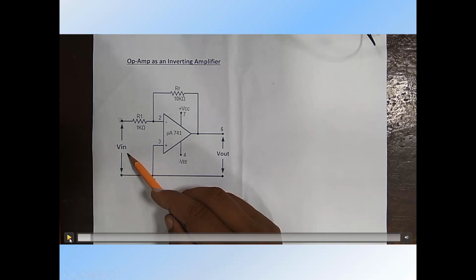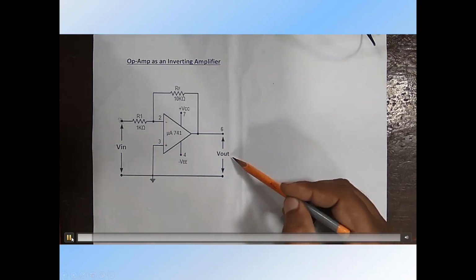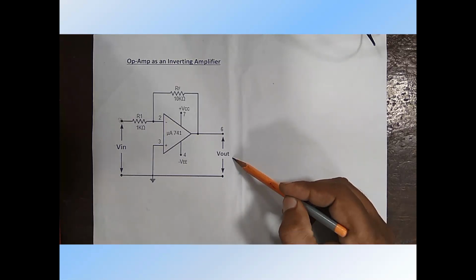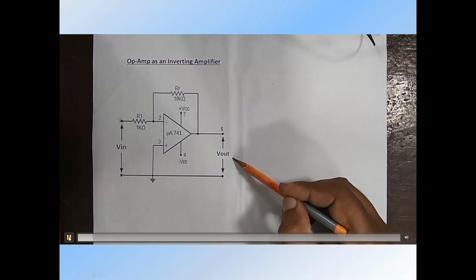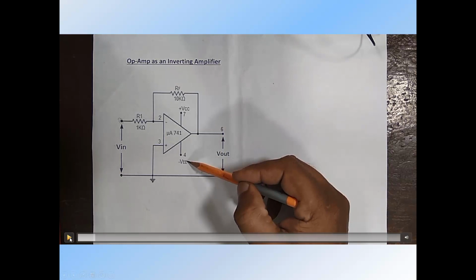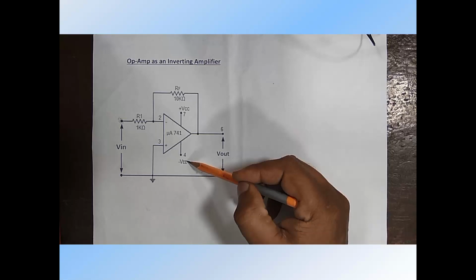a function generator for input signal, an oscilloscope for measurement of output signal as well as input signal, and also a DC power supply to provide VCC and VEE voltage to this IC. And all these connections are made on a breadboard.